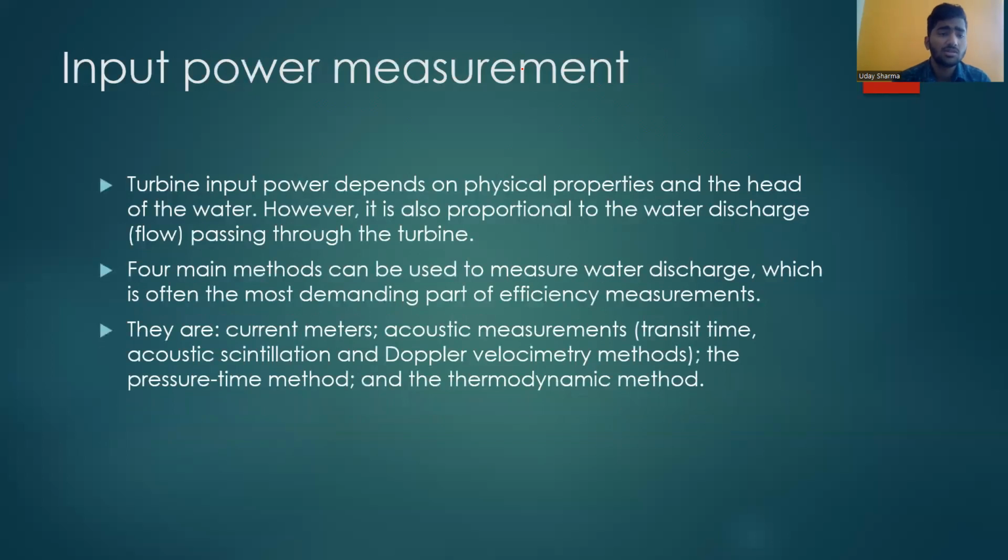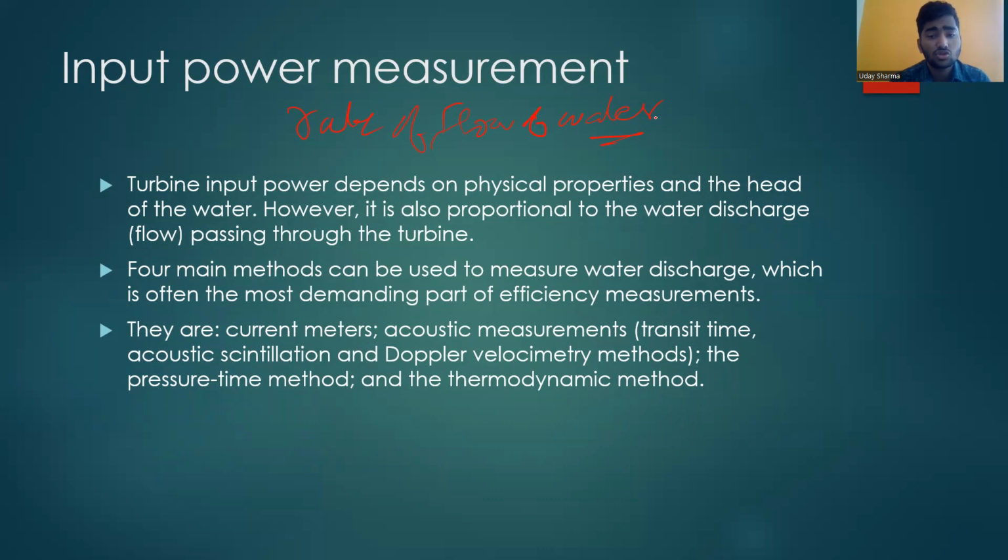Input power measurement. Turbine input power depends on physical properties and the head of the water. However, it is also proportional to the water discharge, as we discussed earlier: the rate of flow of water along the penstock. However, it is also proportional to the discharge passing through the turbine.